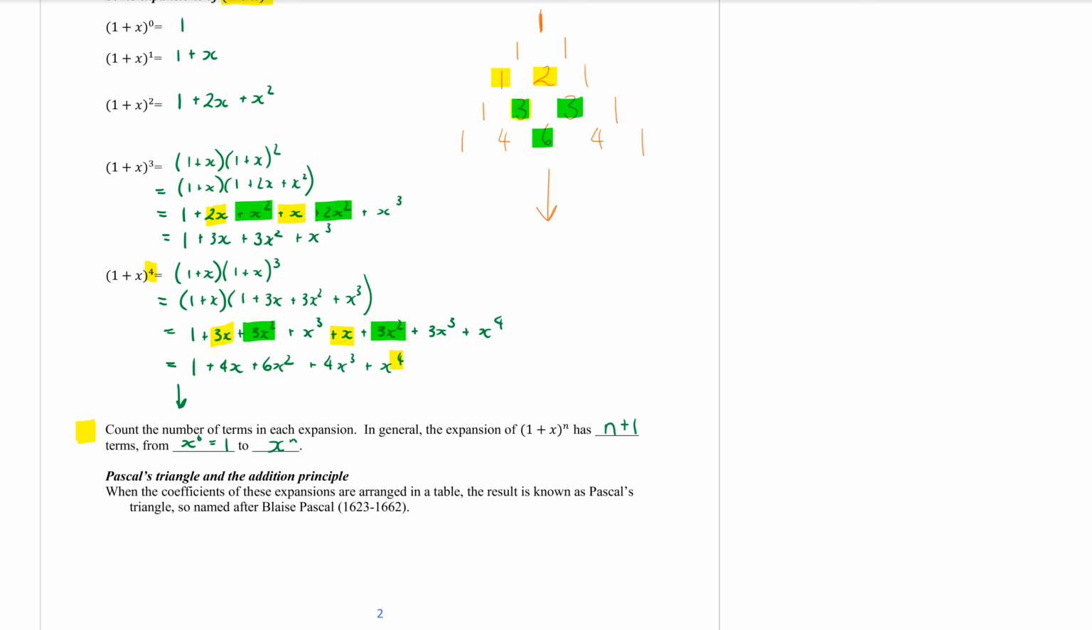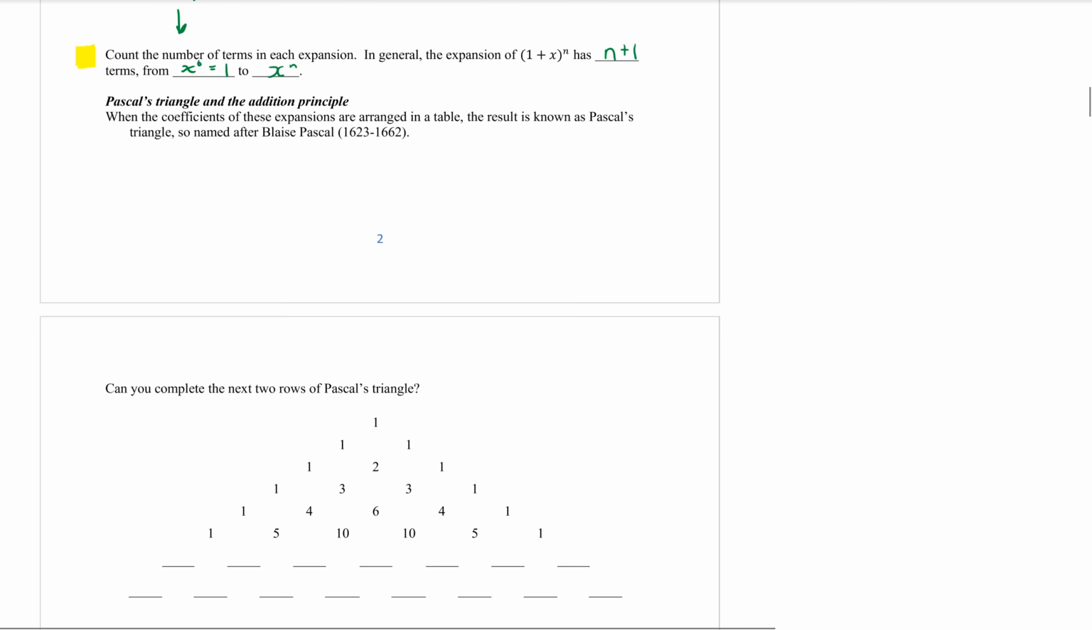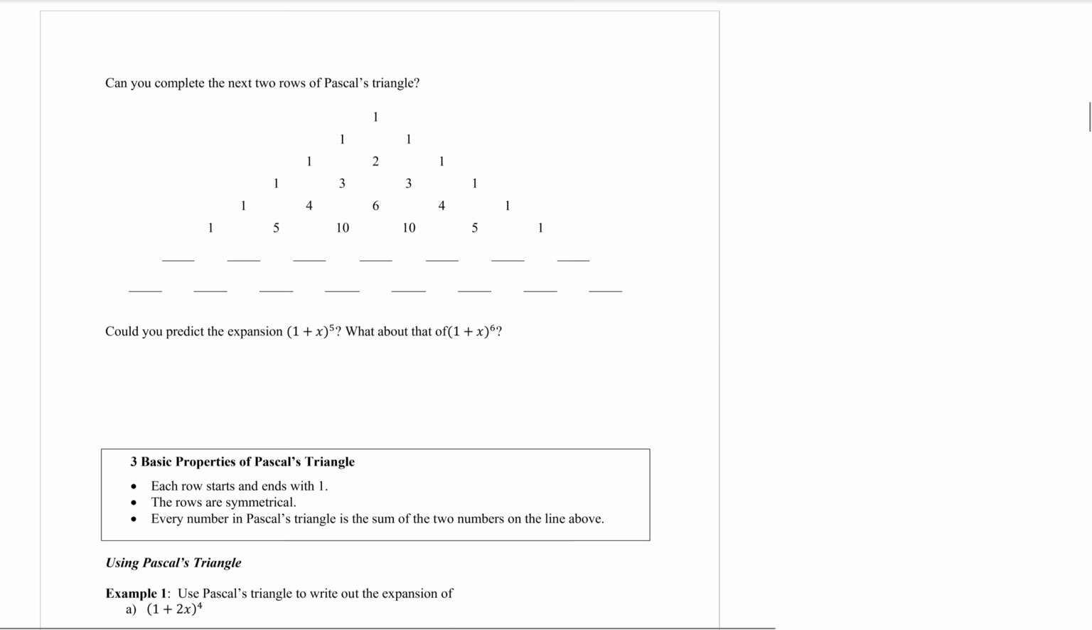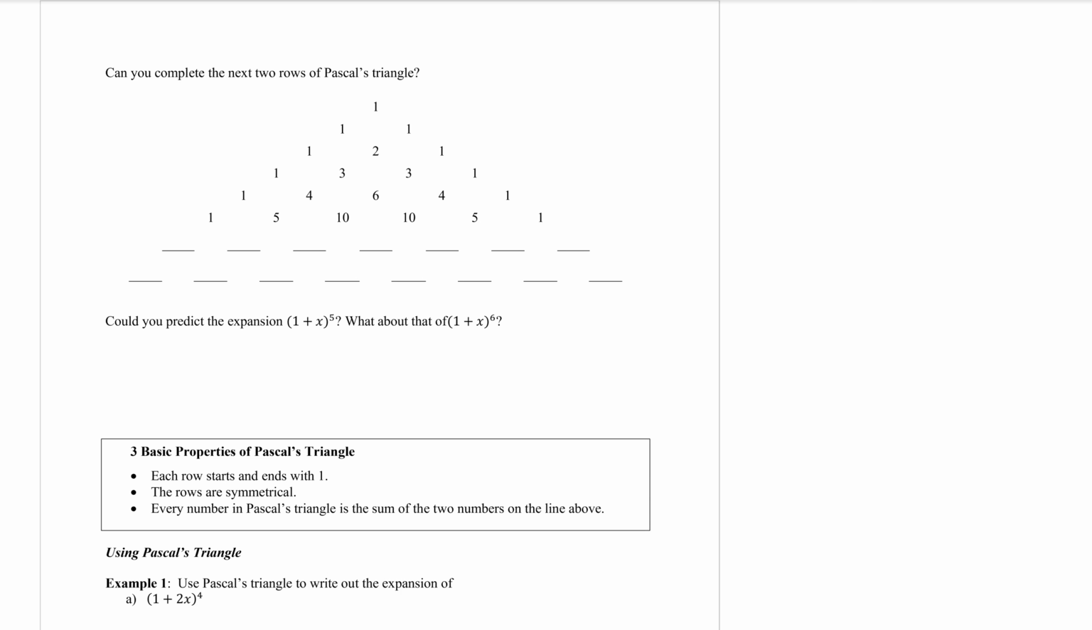Pascal's triangle and the addition principle. When the coefficients of these expansions are arranged in a table, the result is known as Pascal's triangle. It was named after Blaise Pascal, 1623 to 1662. So on the next page, here are some rows already completed of Pascal's triangle. For a bit of practice, we're going to add a couple of extra rows here.